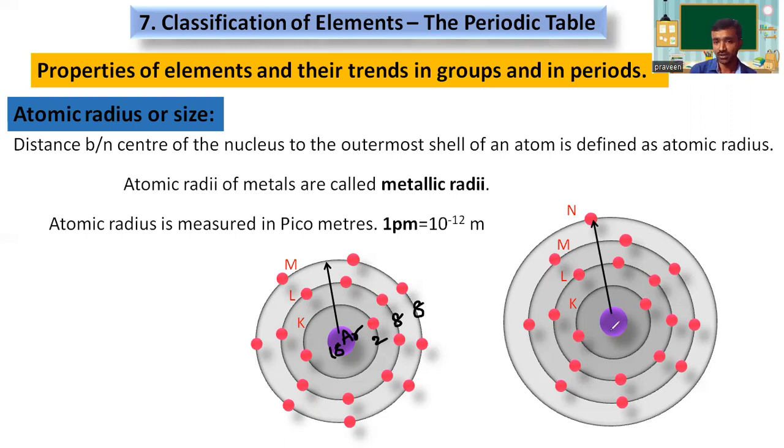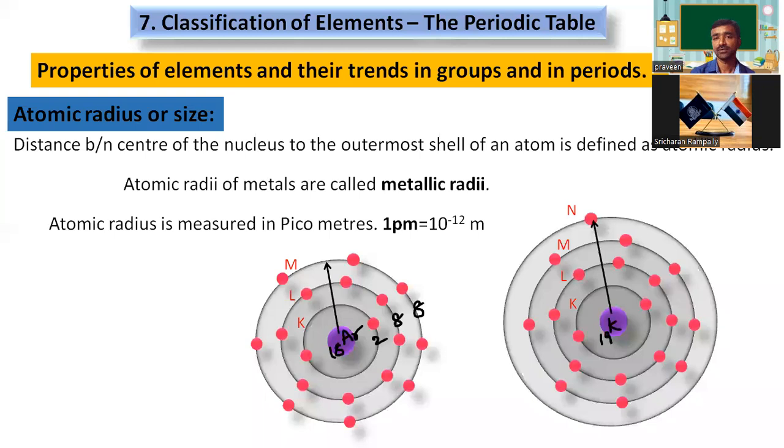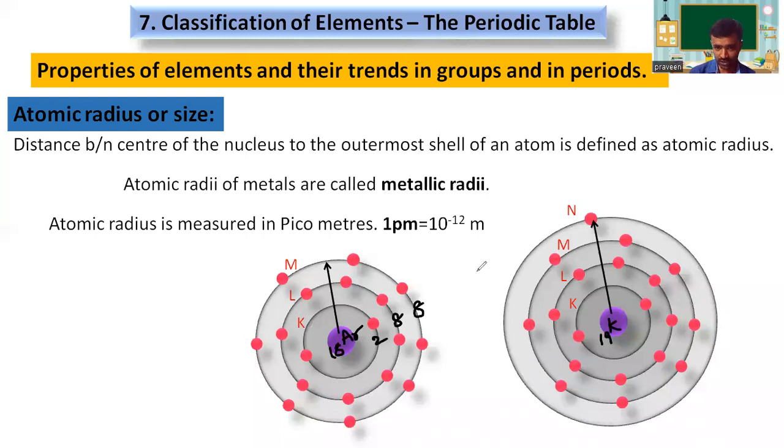Can you compare the atomic size of these two elements, potassium and argon? Which has greater atomic size, and why? Answer me. What is the difference in these both atoms? Is there any difference in the atomic sizes? Why did you get this difference?